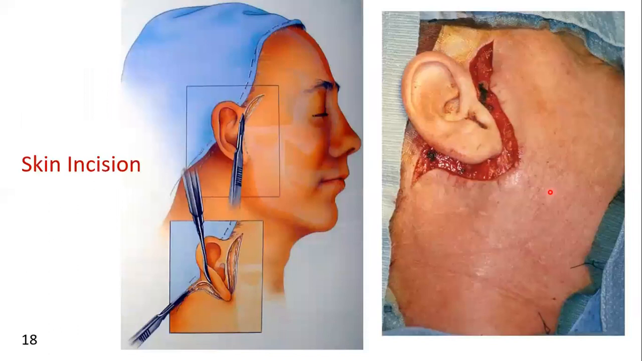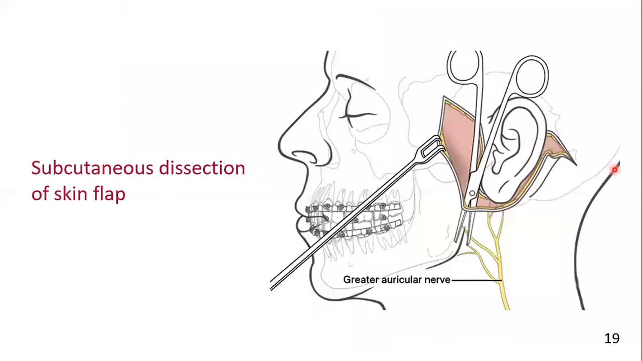The initial incision is made through the skin and subcutaneous tissue only. Illustration demonstrating incision through skin and subcutaneous tissue. This is the photograph of a patient showing the incision and dissection into the subcutaneous layer.